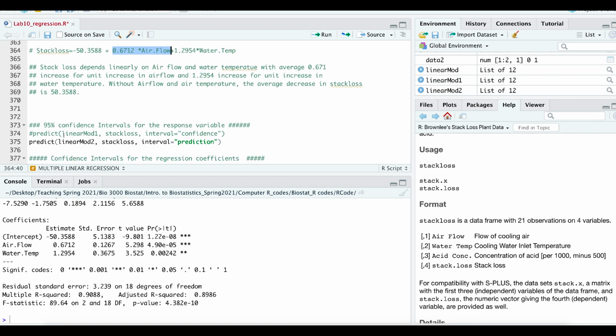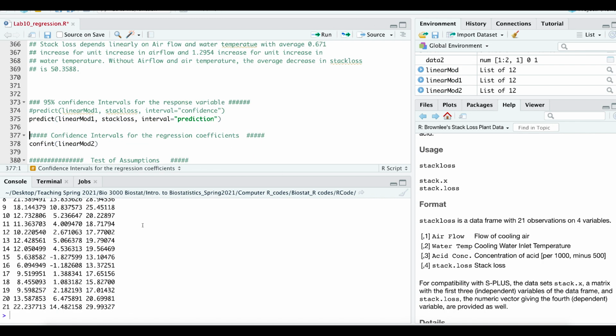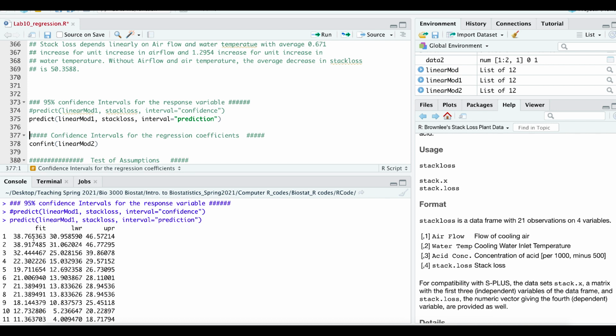Then if you want to find out the 95% confidence interval for linear model 1, let me do linear model 1 there. If you want to find out the prediction interval for the y values, this is what you do. You use linear model 1, stack loss is the name of the data, and the interval is the prediction interval. This is what you get for each of those y values, the lower bound and upper bound.